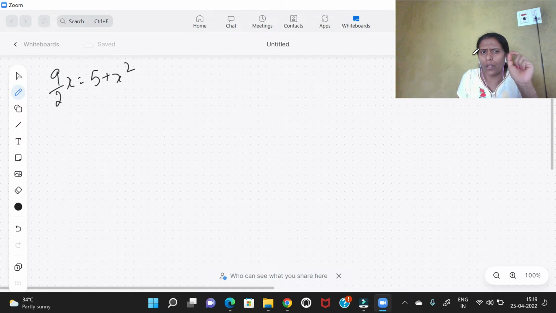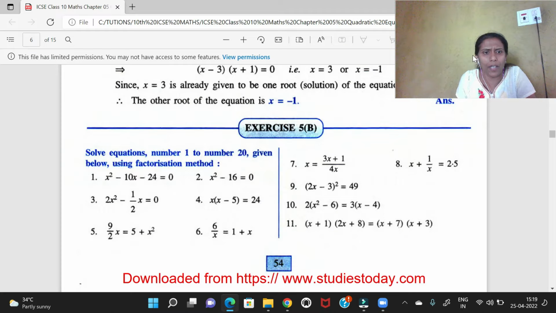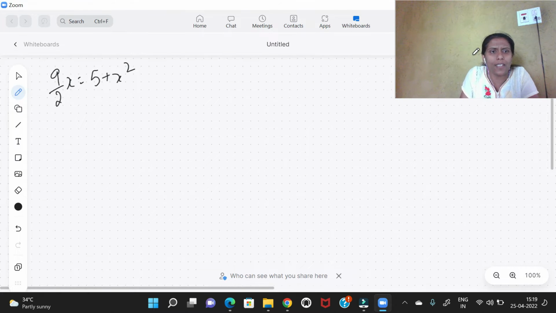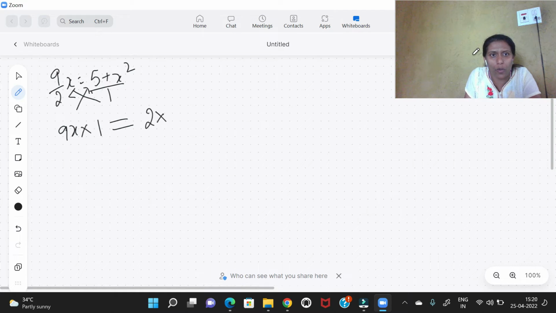First thing, what do you think from your mind that I can do? I can give some immediate solution. It is just nothing but your cross multiplication. So what are we crossing? Yes, this is 1 and 2. So it is 9x into 1 is equal to 2 into 5 plus x square.